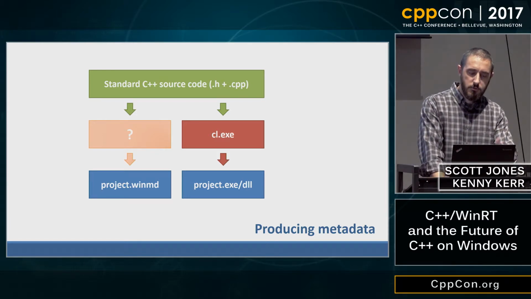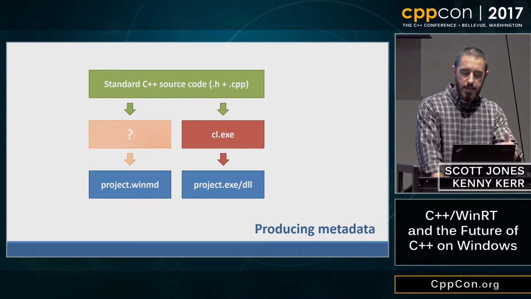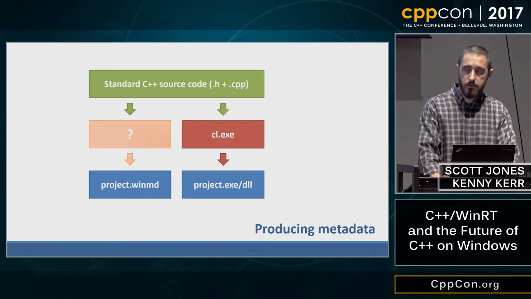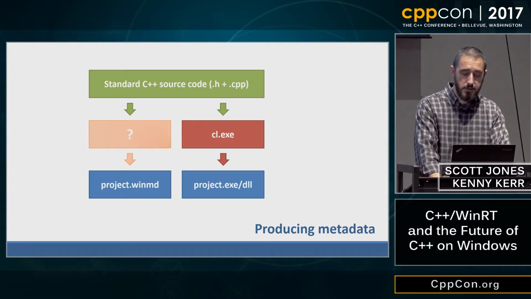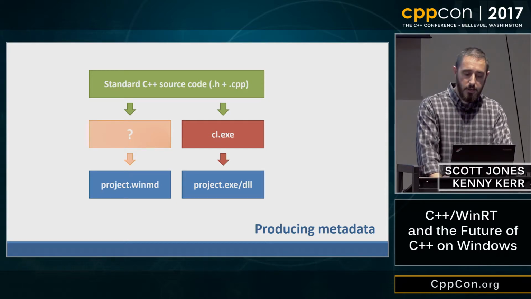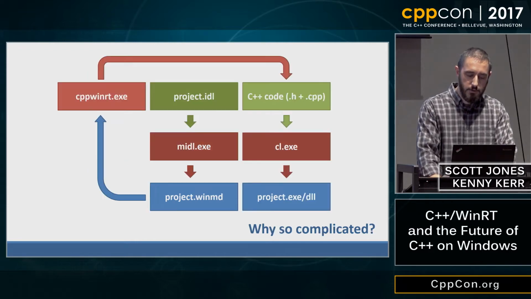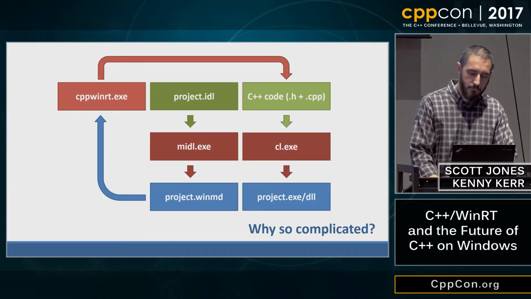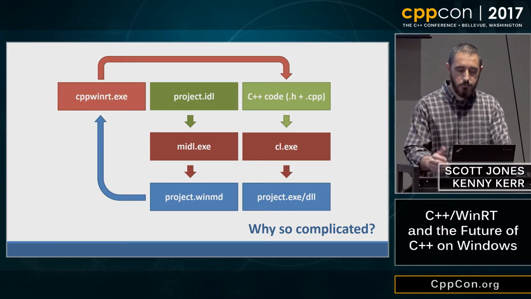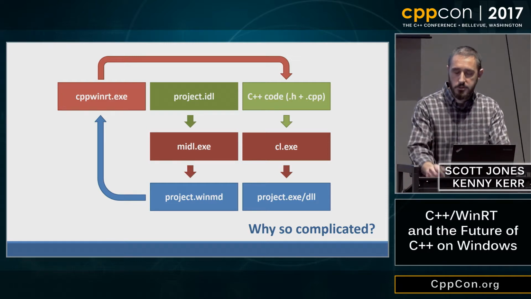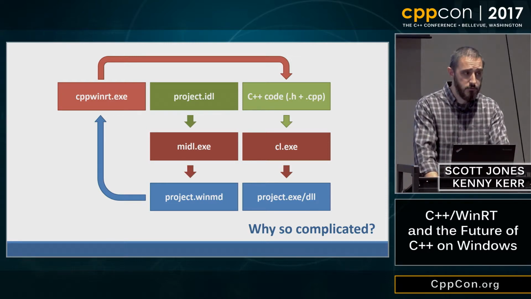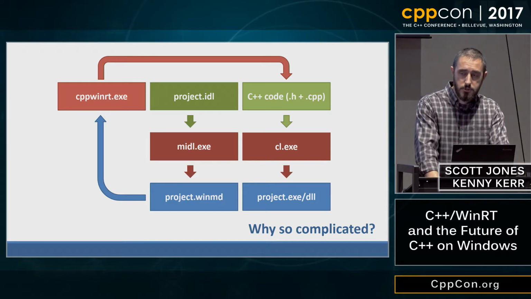But the question is, starting with standard C++ code, how do we get to the results we really need? We send our C++ code through a compiler, Clang or Visual C++, and we get that executable. But how do we get the WinMD? And that's the challenge. So today we have a slightly complicated story. So you might start with IDL, a project.idl file, which is that proprietary language that I mentioned. And we then stick that through the MIDL compiler to produce a WinMD.